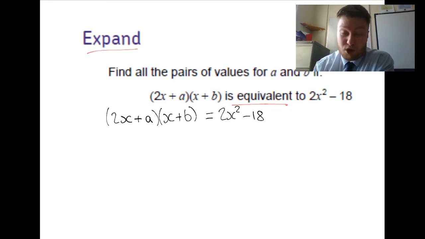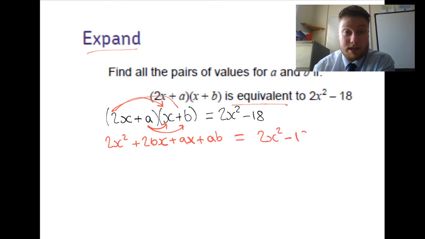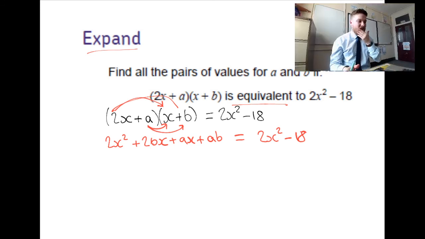To do that, use whichever method you like. I'm going to draw in some lines. So we're going to do 2x multiplied by x, so that's 2x². We're going to do 2x multiplied by b, so that's plus 2bx. a multiplied by x, so that's plus ax. And a multiplied by b, so that's plus ab. And that is equal to 2x² - 18. Okay, that's what we've got from expanding out those brackets.